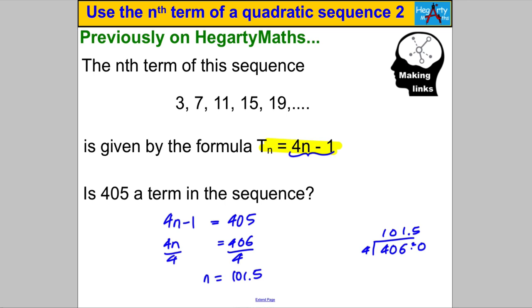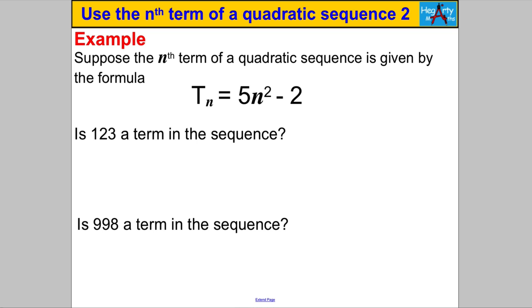Okay, let's try and apply the same logic to quadratic sequences. If you feel like you can, pause the video and have a go at this. Well, this time we're given the nth term of a quadratic sequence is 5n squared subtract 2. We're asked, is 123 a term in the sequence? If it was, then 5n squared subtract 2, the nth term, must equal 123 for some whole number n. Let's add 2 to both sides. 5n squared would therefore be equal to 125.